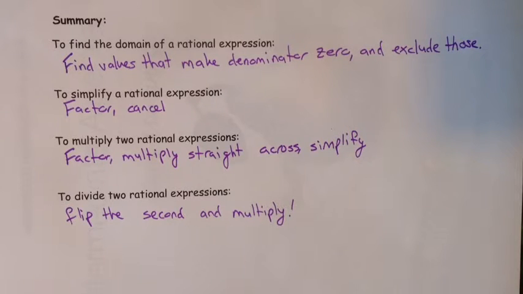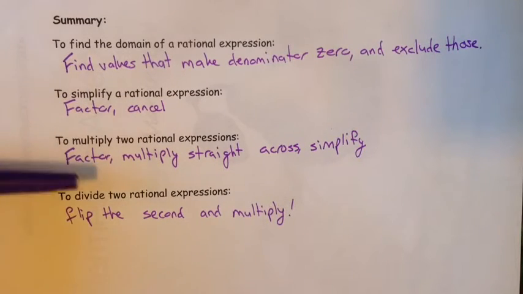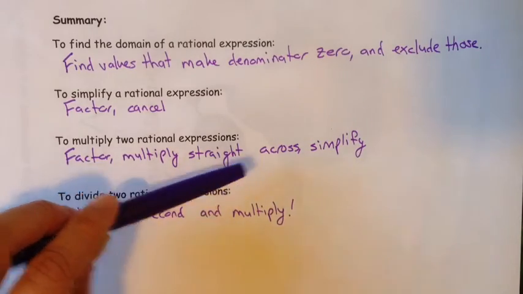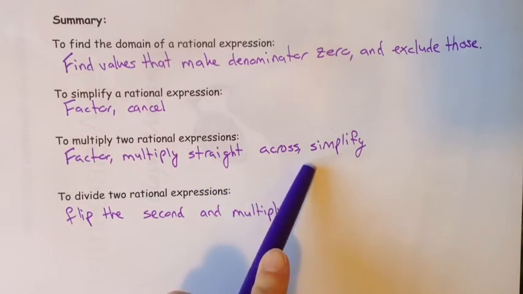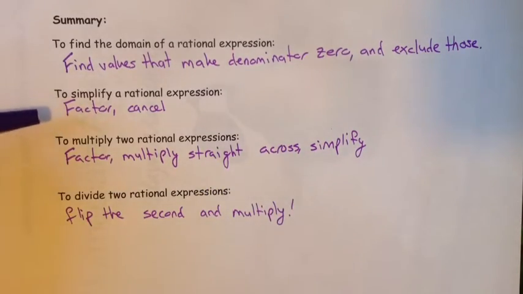To divide two rational expressions was basically just like multiplying, except with the first step that you flip the second term, and then you multiply straight across. Before I leave you, I'd like you to notice how each of these skills builds on the other ones. To simplify a rational expression, we factored and then canceled. To multiply, we still had to factor, we multiplied straight across, but then we did the same thing that we had done before, simplified by canceling.